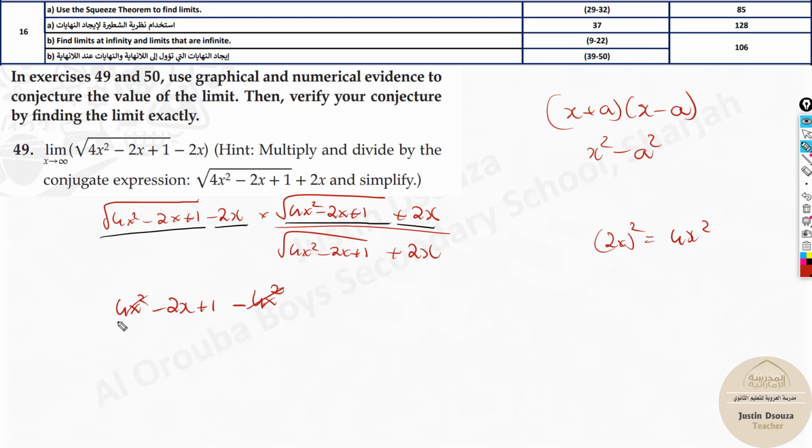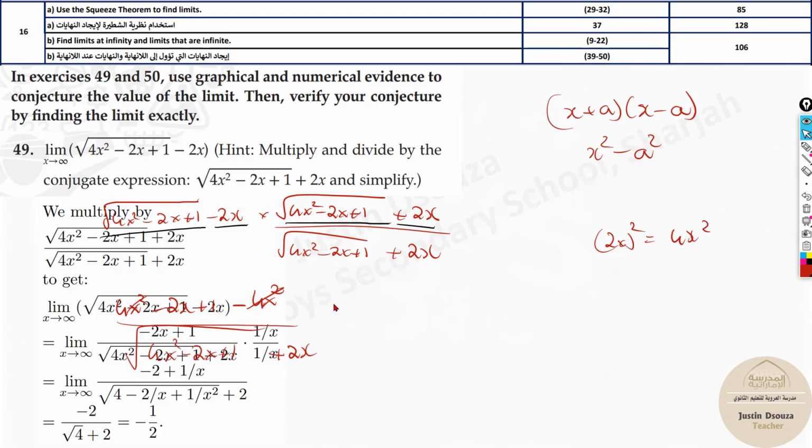Now this and this cancel and the denominator remains the same. Over here we have 4x squared minus 2x plus 1, and outside the square root we have plus 2x. Now you just need to remove the x, so divide throughout by x, and then you can easily simplify it. Now it's again the same step, I think. So let's just check the steps over here. Yeah, it's already the same thing. So I'll just show you over here.